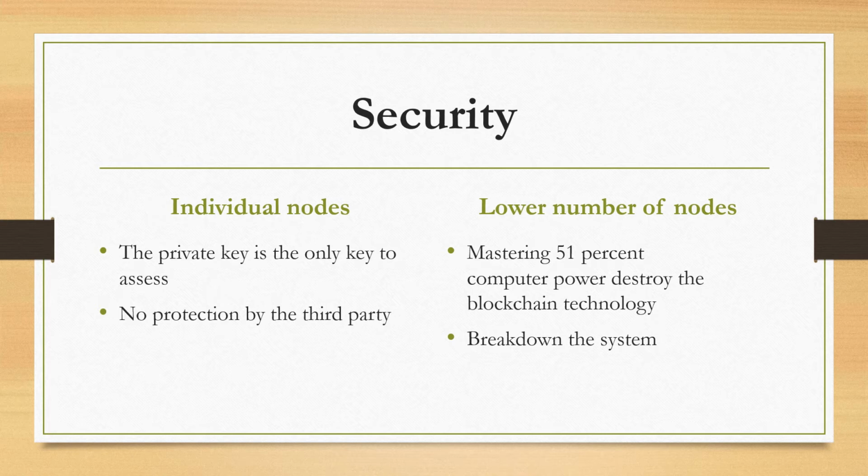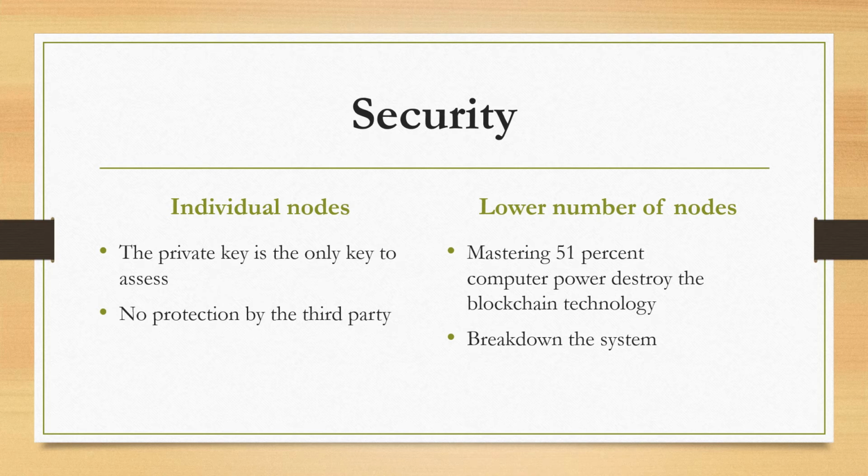The fourth is security, which is one of the obstacles. If the network consists of a low number of nodes and they are known to each other, it becomes easier to reach the majority, which is 51%, which is seen as the truth in a blockchain model. Hence, for a blockchain network to function properly, it needs to have a large number of nodes to make it as truthful as possible.